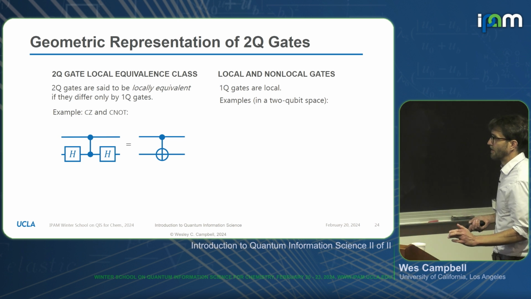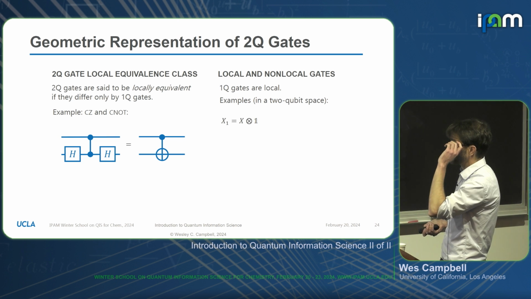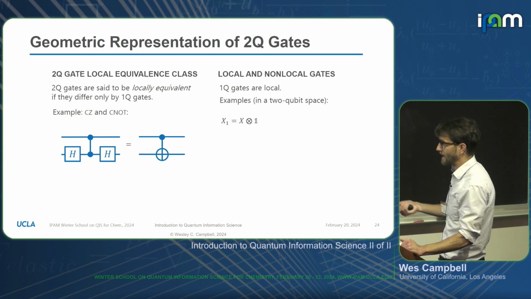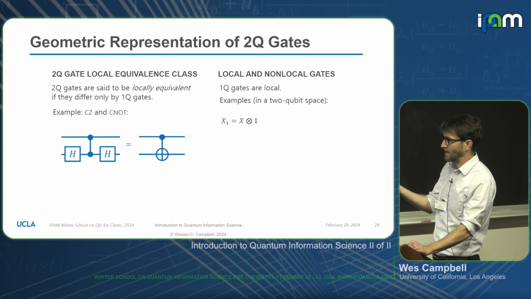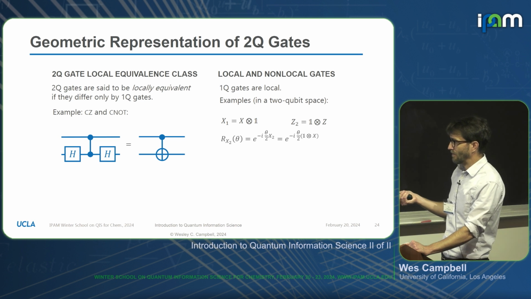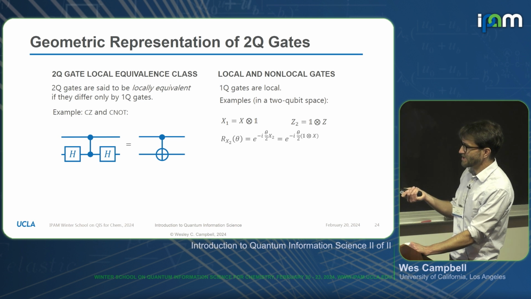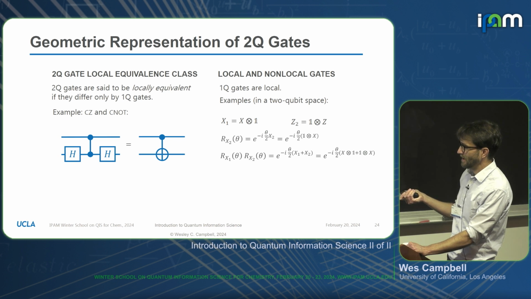Single qubit operations are the local ones. Examples in a 2-qubit space would be what we called, for instance, x1, right? So in terms of the operator, this is x tensor 1, right, x1. You know, z2 would be 1 tensor z. We can also think about any rotation, right? Rotation by angle theta about the x2 direction.